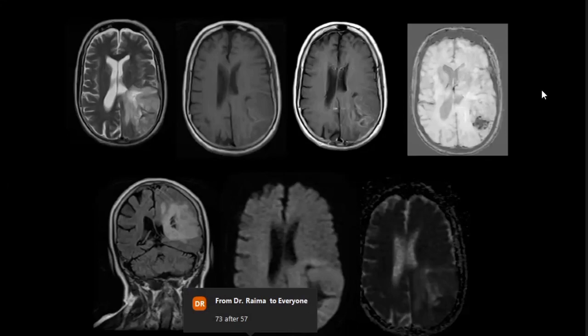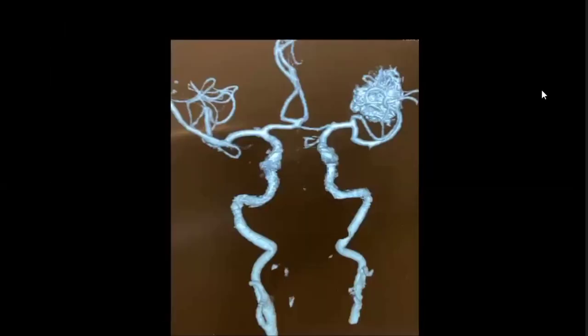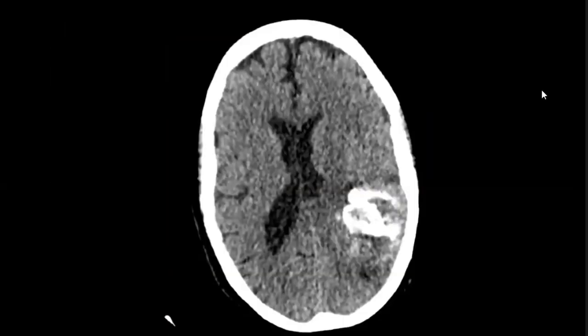It is hypo-intense and the peripheral part shows subtle restriction, and the central part is hyper-intense on the ADC. So multiple blooming artifacts are noted, suggesting some type of hemorrhagic component within this lesion. No, the blooming is secondary to calcification. There is very subtle enhancement. The blooming is secondary to calcification.